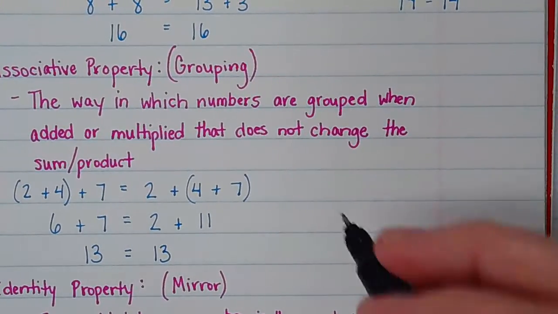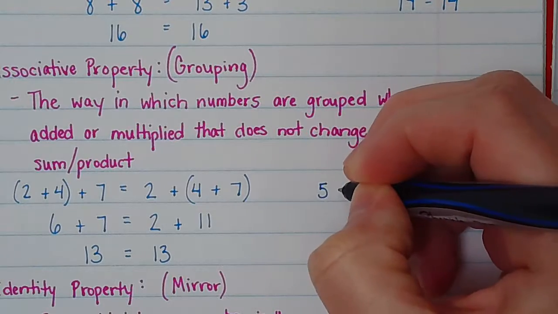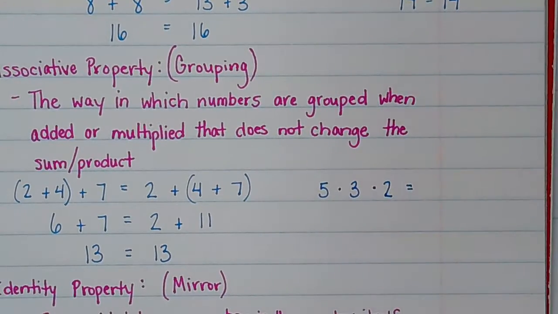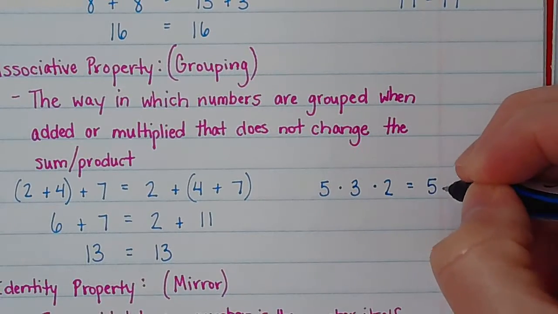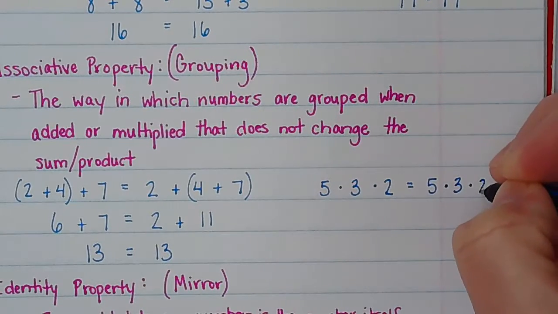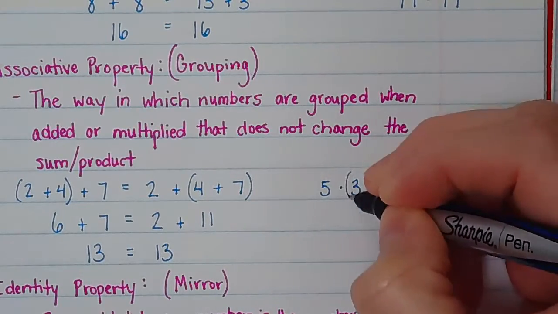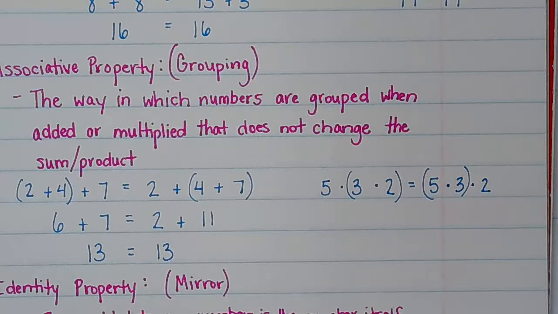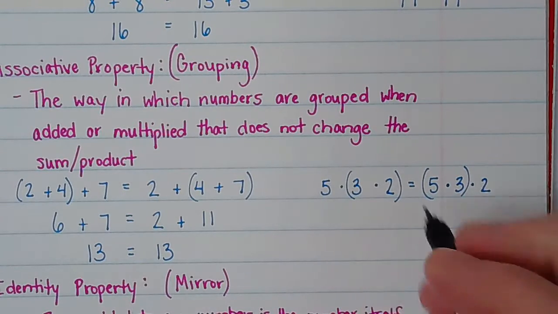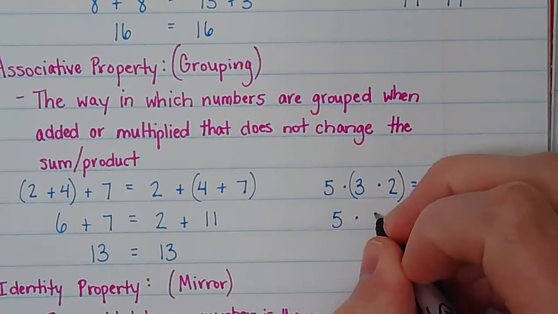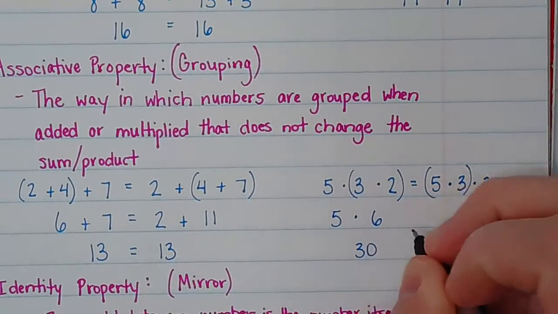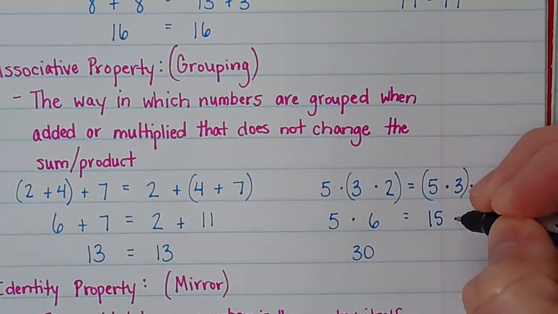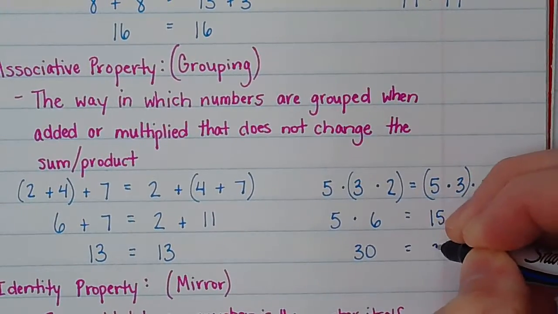Same thing with multiplication. If I did 5 times 3 times 2, once again, same order, 5 times 3 times 2. Let me just change where my parentheses are. So here I'm going to do this first. So I get 5 times 6, which is 30. Over here, I'm doing this first. So that's 15 times 2, which is still 30.